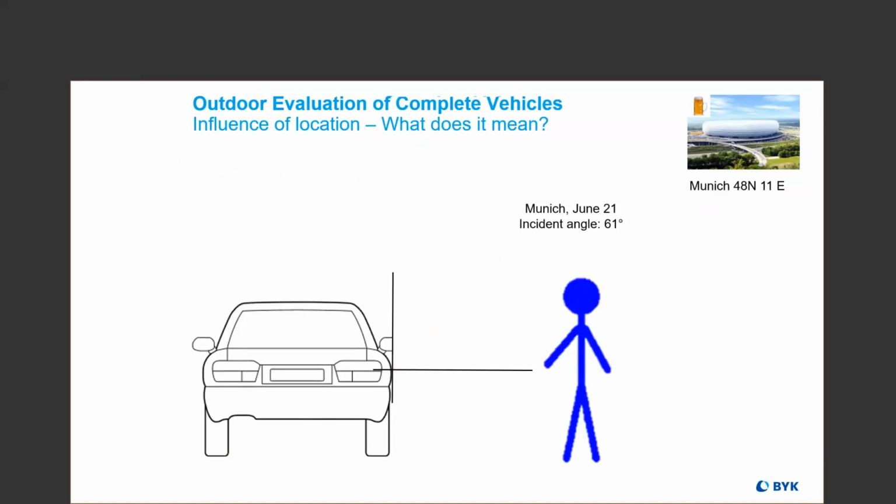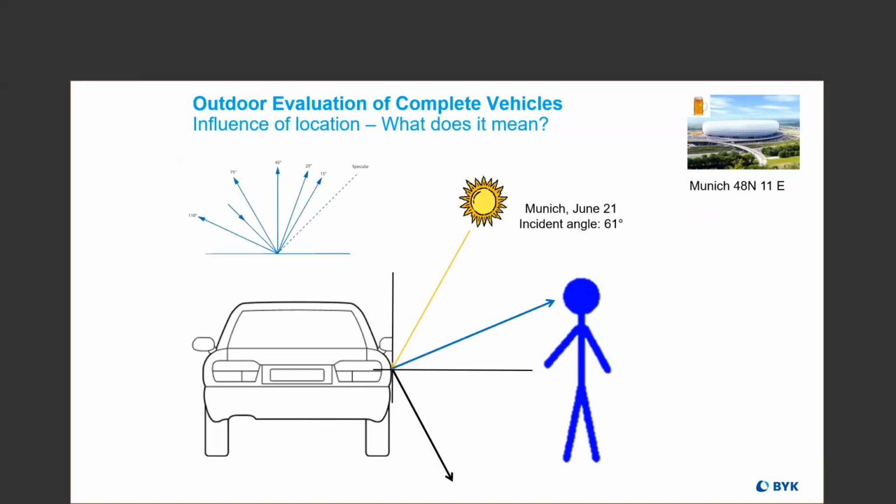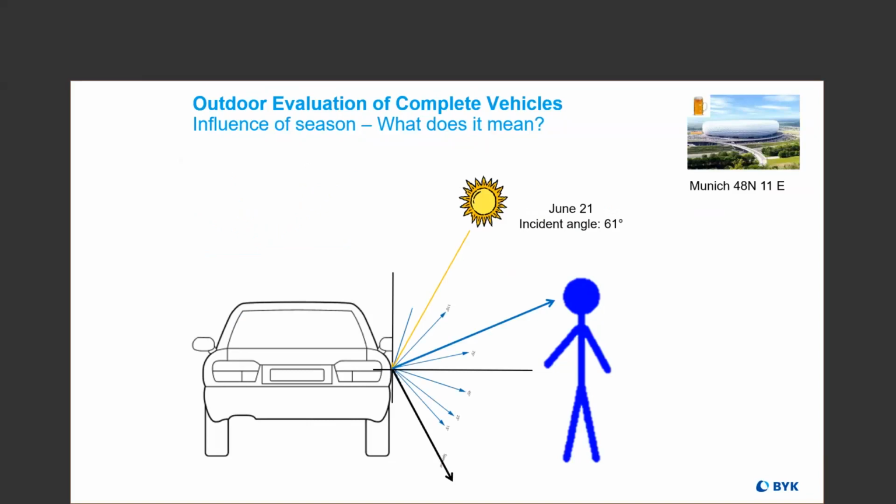So here we are in Munich on June 21st when the sun is highest in the sky and the angle of illumination is 61 degrees. So what exactly does that mean for us, the observer? Here you have the illumination angle in yellow, the specular angle in black, and then there is the viewing angle. Remember that the viewing angle is measured off of the specular angle. And if we look at our diagram, we can see that the evaluation angle in this case is somewhere between about 75 and 110 degrees.